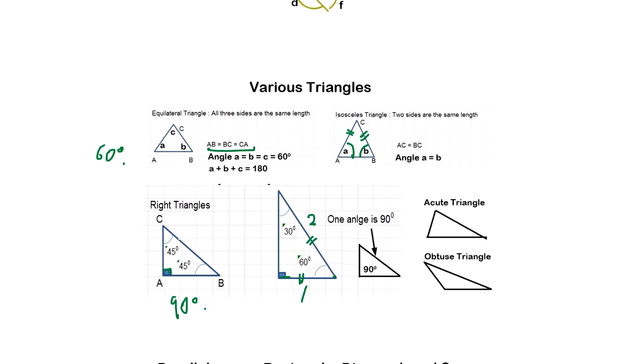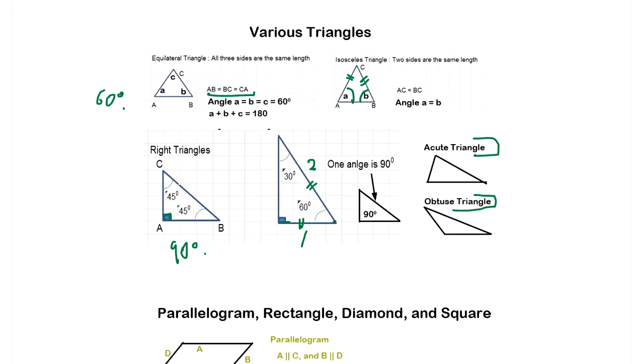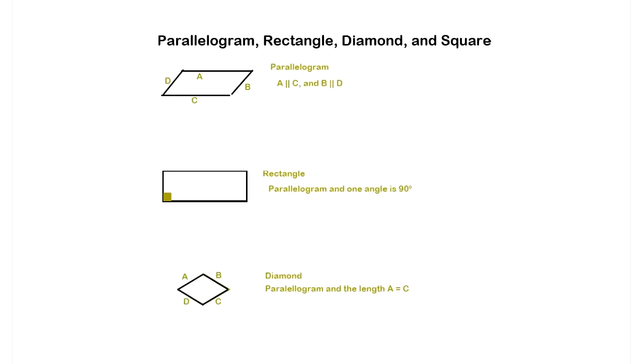And also, a triangle with one angle more than 90 degrees is called an obtuse triangle. If every angle is less than 90 degrees, it is an acute triangle. Okay, so these are all review of what you learned so far.